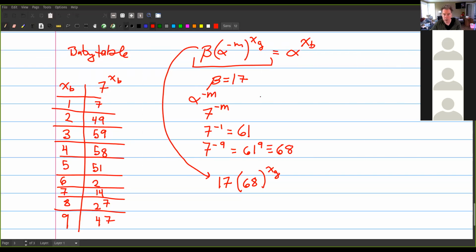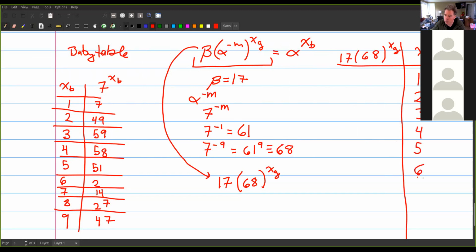And let me just copy the result over here. So we'll make one column that is 17 times 68 to the xg, and over here is all the possible xg's. So there's just 9 of those like before: 1, 2, 3, 4, 5, 6, 7, 8, 9.